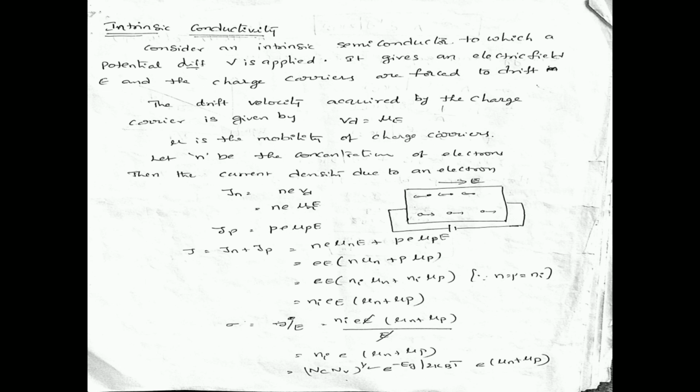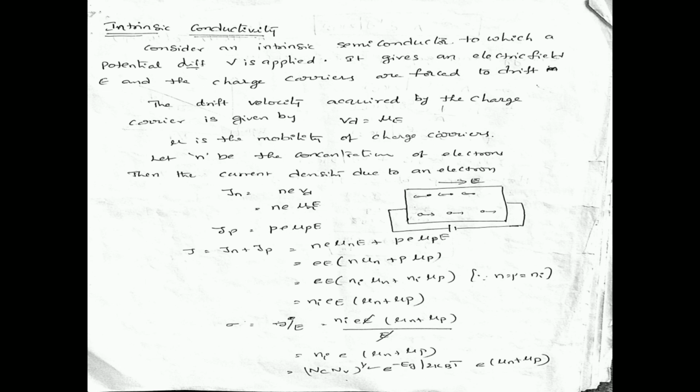So in the same way, Jp means the current density due to holes. Jp is equal to p e mu p E. So we want the total current density. So J is equal to Jn plus Jp. Here Jn is n e mu n E, Jp is p e mu p E. We take common e E, so e E (n mu n plus p mu p).